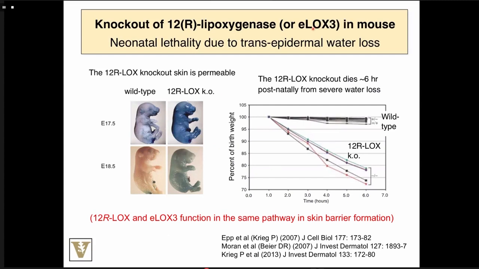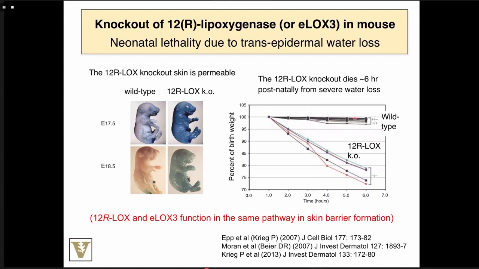Here's the case in the mouse. This happens with knockout of any of these, but actually I'm showing it for the 12-hour lipoxygenase knockout, but you get the same thing, for example, with the epidermal lipoxygenase 3 knockout. Neonatal lethality due to transepidermal water loss. The wild type skin can be shown to exclude dye normally, but in the knockout, the skin is permeable and can be seen to take up the dye, which it shouldn't.